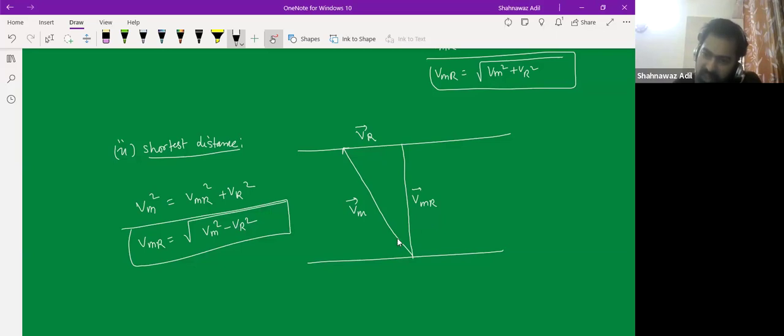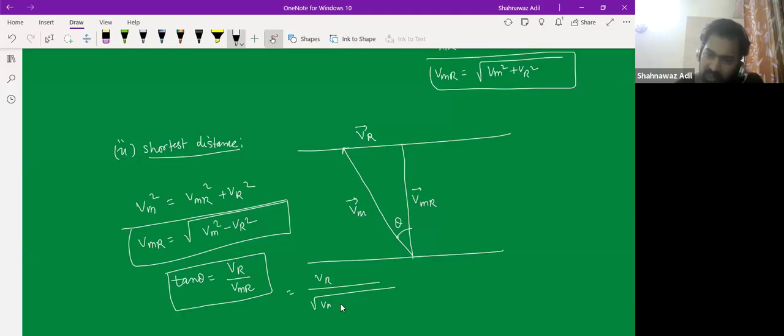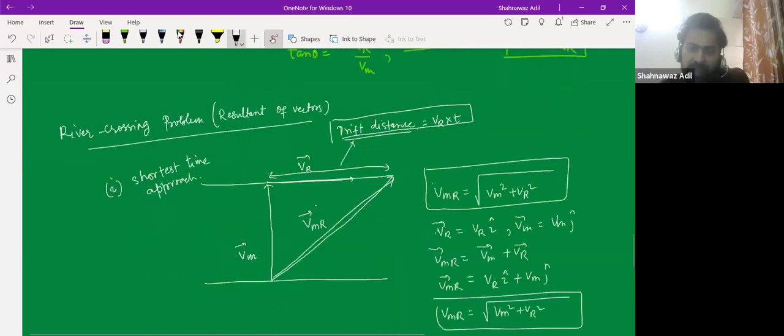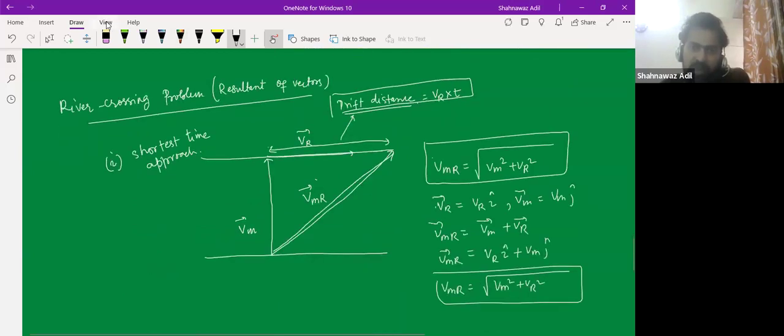And this is the angle theta with the vertical. So how much would this angle be? Tan theta is Vr divided by Vm, right? So this would be Vmr, right? Perpendicular by base. So this would be Vr divided by the square root of Vm square minus Vr square. So this is tan theta for the shortest distance. Okay, are these points clear? Yes, sir.